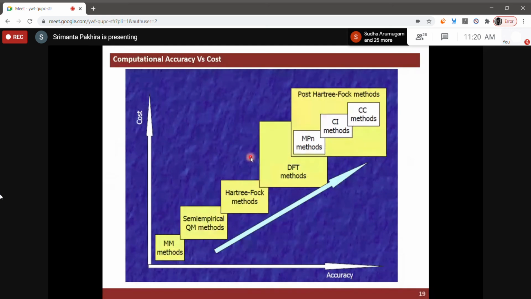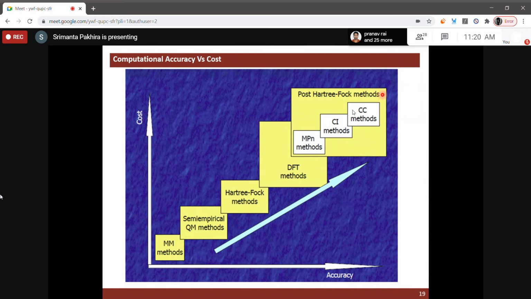So let's look at the scale of accuracy versus cost. You may see that accuracy is on the x-axis and the y-axis represents the cost. Of course, if you want more accurate data, then you will need more time, more computing power, a higher-quality computing system, and a higher quality of theory.